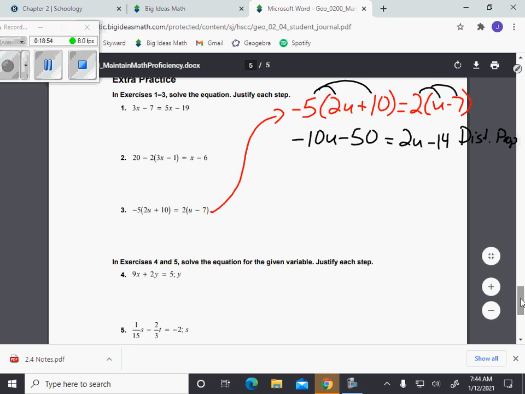Next step, we can do multiple different steps. It doesn't really matter. I'm going to add 50 to both sides. Okay, but that's not saying you couldn't do something else. So I'm going to end up with negative 10u equals 2u plus 36. And what do I do? I add it on both sides. So that's the addition property of equality.